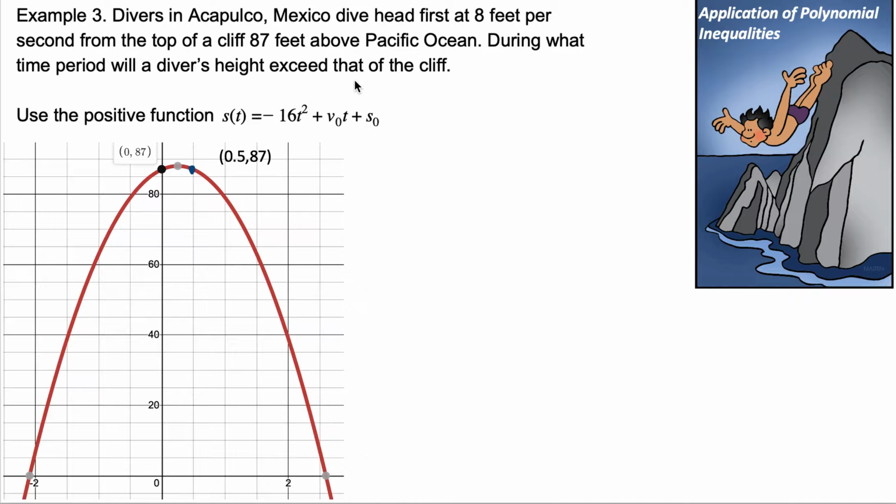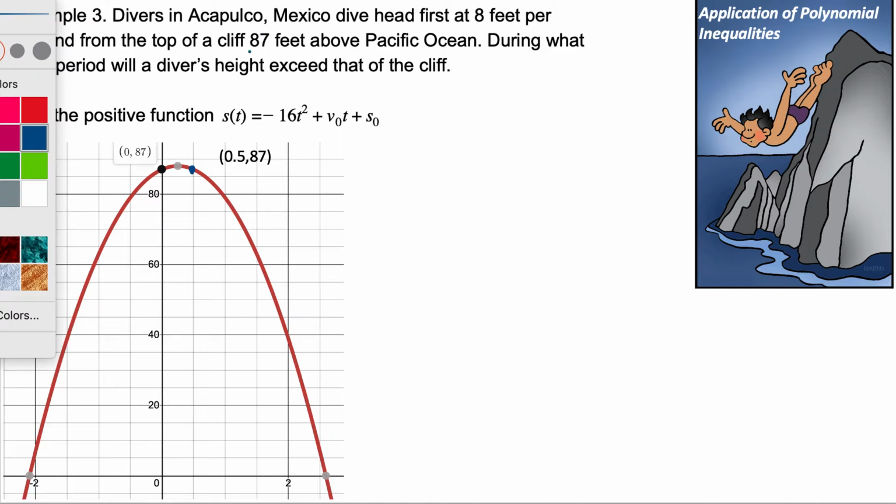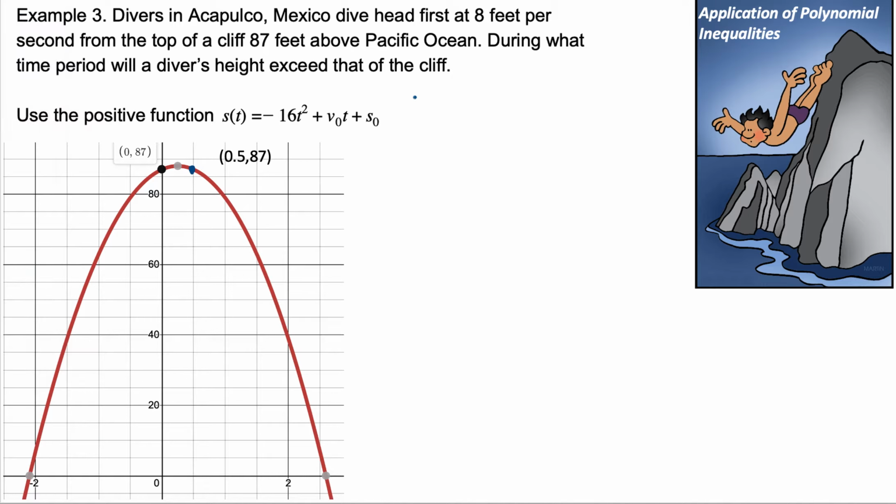Polynomial inequalities. Divers in Acapulco, Mexico dive head first at 8 feet per second from the top of a cliff 87 feet above the Pacific Ocean. During what time period will a diver's height exceed that of the cliff? Use the position function s of t equals minus 16 t squared plus v0 t plus s0.